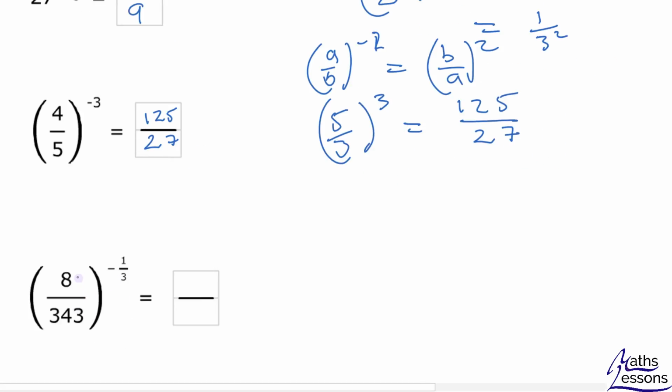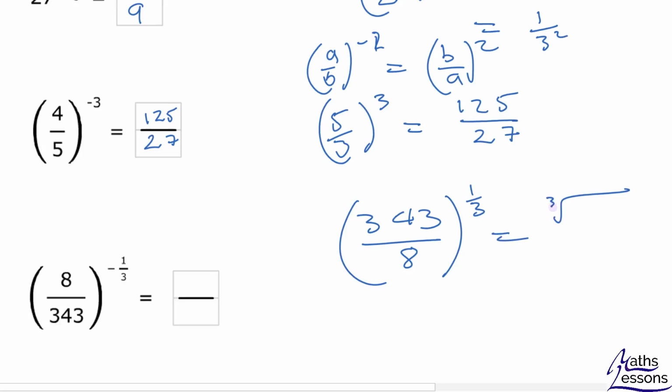Right, so let's have a look at this one. It's getting a little bit trickier. So we've got 8 over 343 to the minus 1/3. So we're going to do the minus bit first. So that's going to flip that. So it's 343 over 8 to the 1/3. So you're going to cube root both the top and the bottom.